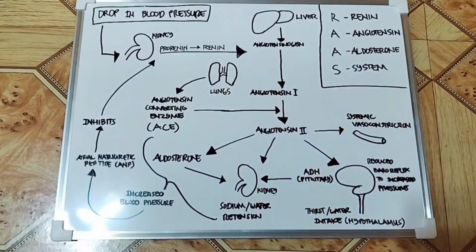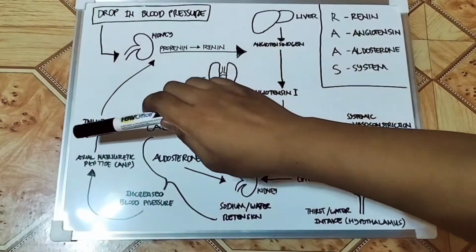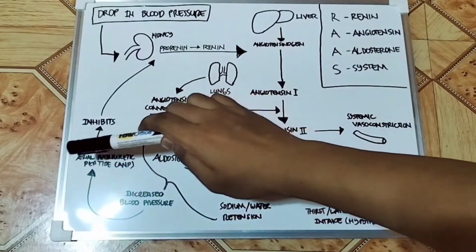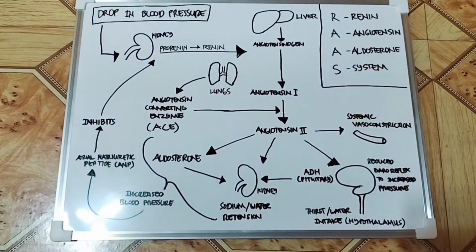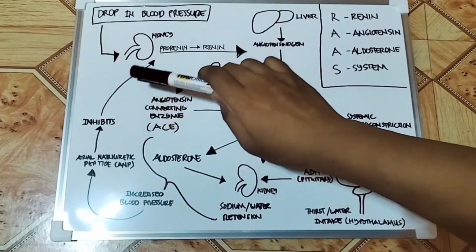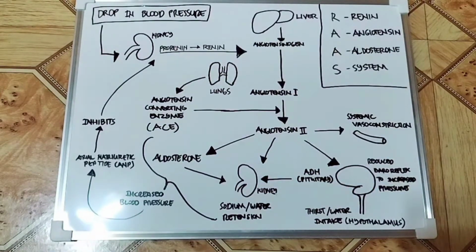Now, the RAAS system is regulated by a hormone called atrial natriuretic peptide, or ANP, from the cardiac muscles of the heart, which inhibits the release of renin when there is increased perfusion or passage of blood in the juxtaglomerular cells, indicating that the blood pressure has risen and the RAAS system has done its job.